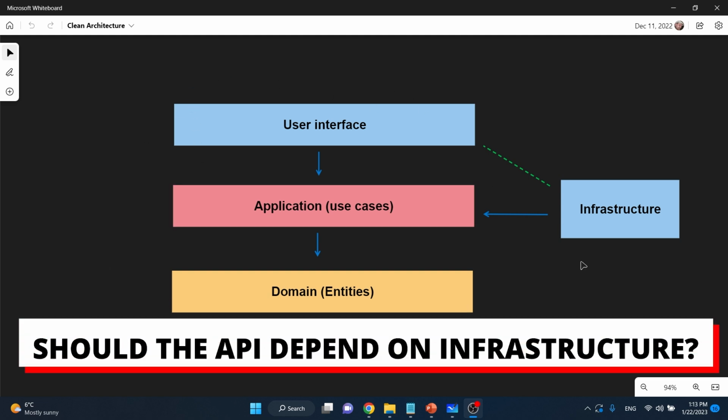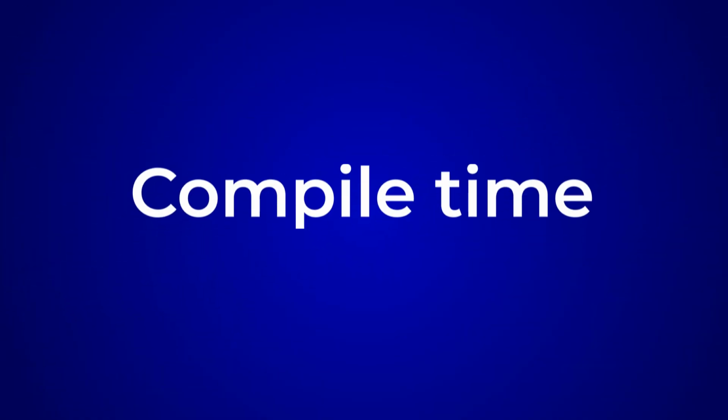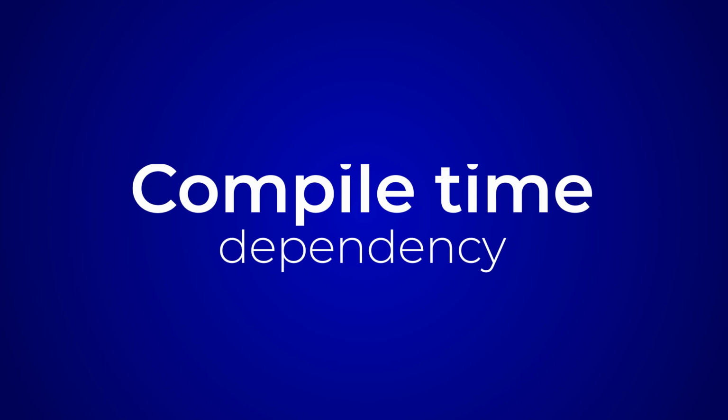Now, there is a point of discussion here because some people might say that the user interface or the API layer can depend on the infrastructure layer. The confusion comes from the fact that when we think about ASP.NET Core projects, we would need to reference the infrastructure project in order to be able to add repositories or the DB context to the dependency injection container. And that's true. However, this is only a compile time dependency.